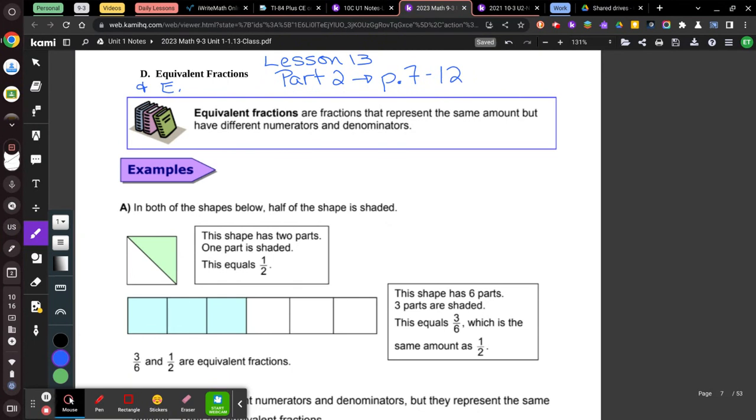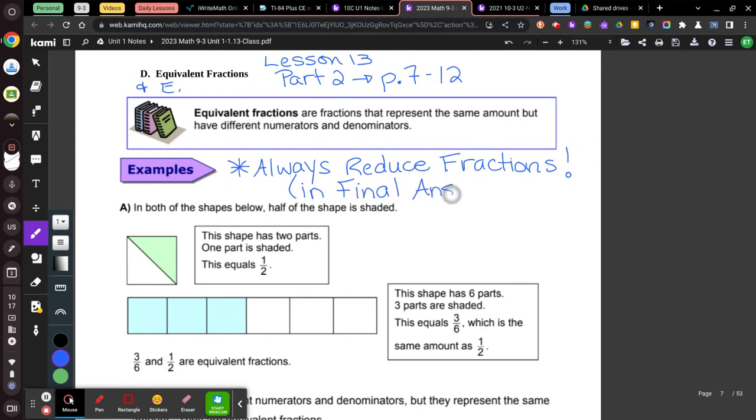So just as we reviewed for the last 10 minutes, we talked about proper, improper, and mixed and converting back and forth. Now we're going to talk about our final answers. Final answers in a final answer question must be reduced always. So we're going to make a big note here that says always reduce fractions. Okay, so we're going to always reduce fractions in the final answer. Okay, so you don't do it till the final answer.